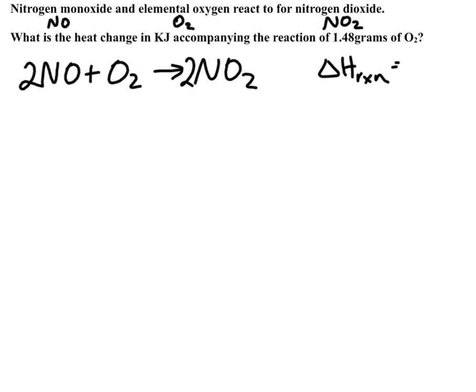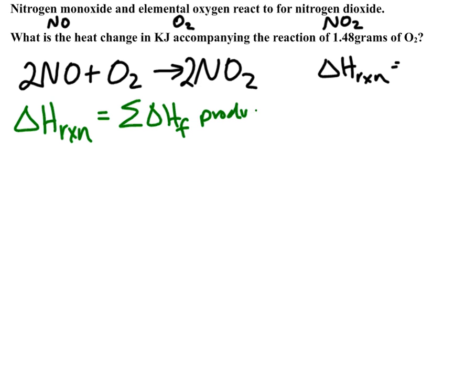So let's go ahead and do our heat of reaction, which is equal to the sum of the delta H of formation of the products minus the sum of the delta H of formation of the reactants. Okay, so in this case, we need to identify what our heats of formation are.